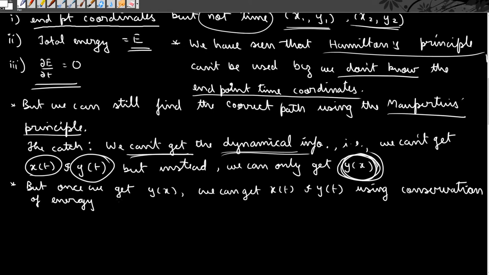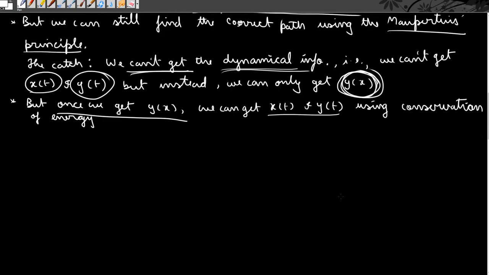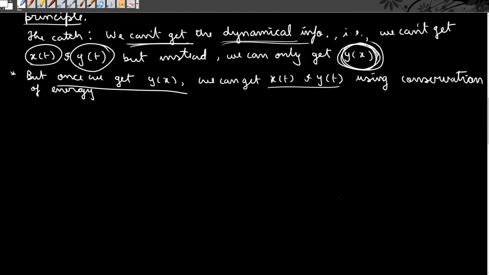But we can still find x of t and y of t after we find y of x. Once we get y of x, we can still find x of t and y of t using conservation of energy. All right, so now let us try to understand the intuition behind what the Maupertuis principle does and how it gives the correct path y of x.